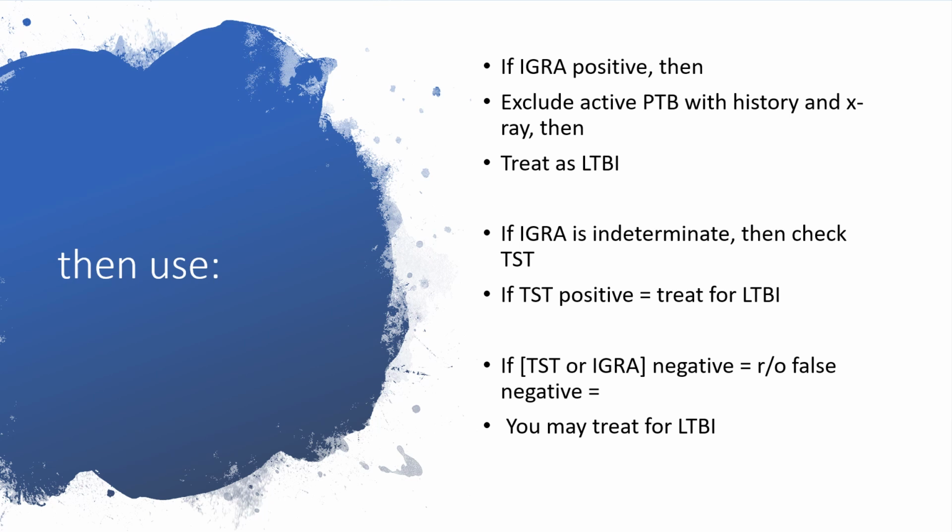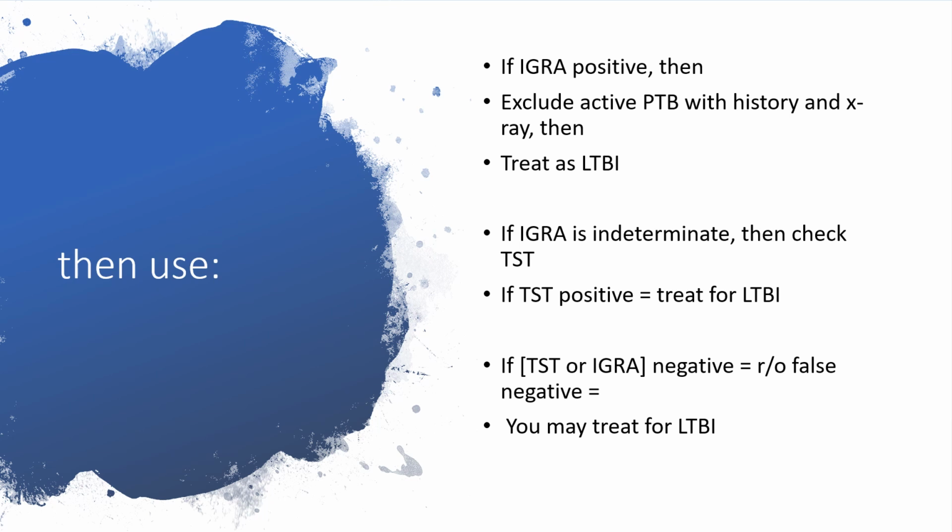If the interferon-gamma release assay is positive, then rule out active pulmonary TB with history, X-ray and physical examination. You can treat as latent TB infection. If the gamma release assay is indeterminate, then check your TST. If the TST, that is the tuberculin skin test, is positive, treat for latent TB infection.